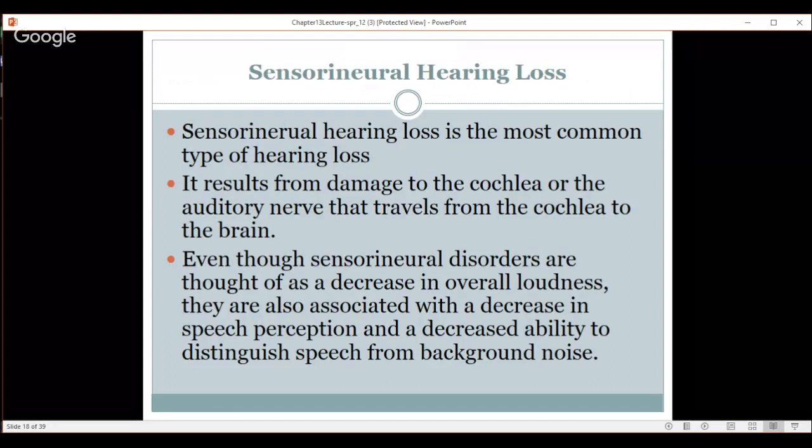Then looking at a sensory neural hearing loss. This is the most common type of hearing loss resulting from damage to the cochlea, or the auditory nerve that travels from the cochlea to the brain. Even though sensory neural disorders are thought of as a decrease in overall loudness, they're also associated with a decrease in speech perception and a decreased ability to distinguish speech from background noise.